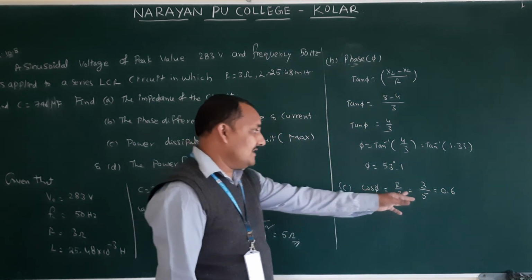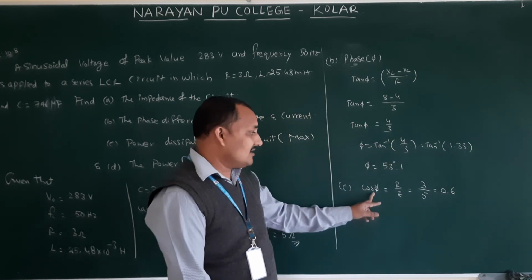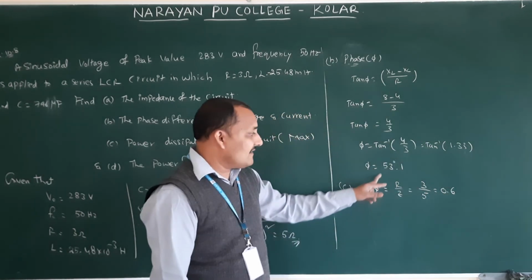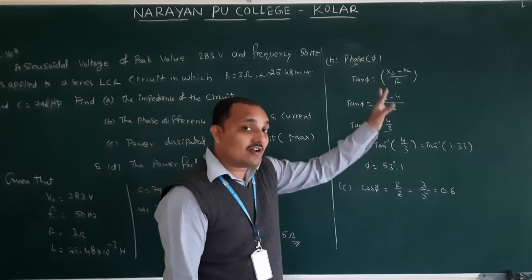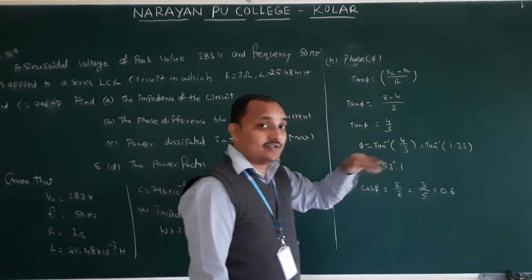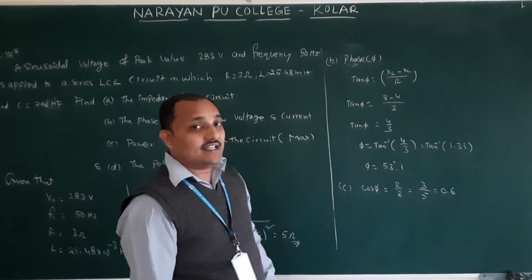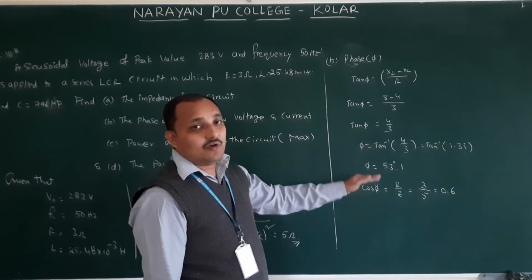0.6, no units. For this, no units are required. Cos phi is equal to 0.6. Otherwise, cos 53.1 value also will become 0.6, if we have seen natural cosines in logarithm. Okay, so both are correct.